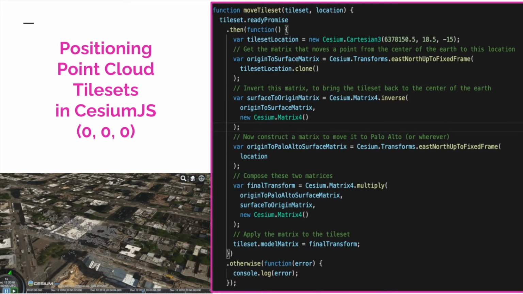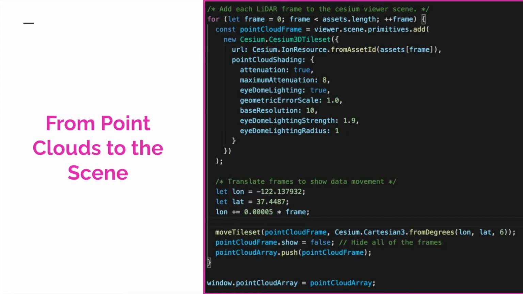Thus, to fix this issue, we had to upload our point cloud frames with a fixed position at the surface of the Earth. Since it is not easy to move the frames after they are positioned in Cesium from the surface of the Earth, the following function was needed. Here we move each frame from their fixed position on the surface of the Earth back down to the center of the Earth and translate its position from there back to Palo Alto, because they weren't georeferenced.